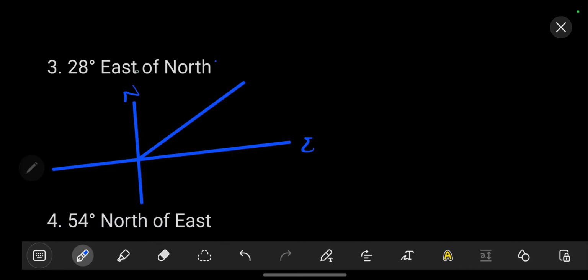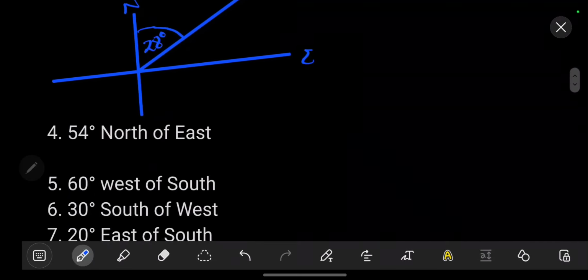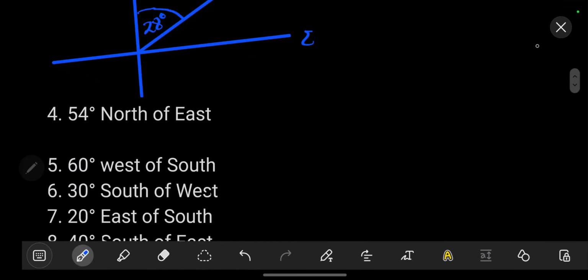Now east of north means begin from the north, go to your east. Whatever is mentioned at the end, that's your angle of reference. This means the 28 degrees is here. So it's very simple to identify the angle.